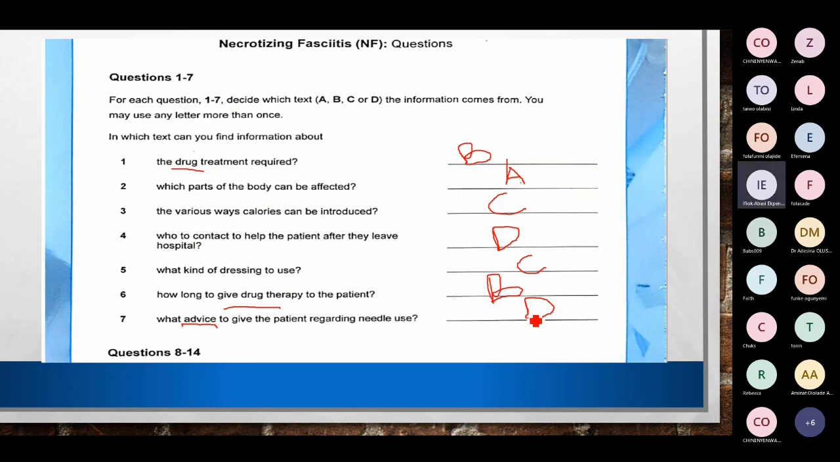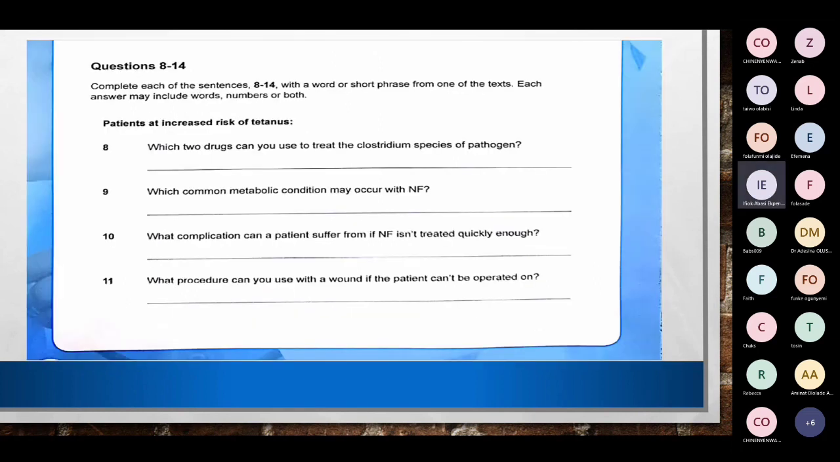So this is D. Now, the next thing we are going to look at is questions 8 to 14. The same thing applies. Questions 8 to 14 say: complete each of these sentences with a word or short phrase for each of the texts. Each answer may include words, numbers, or both. So now we are looking at words to complete these sentences with a short phrase.